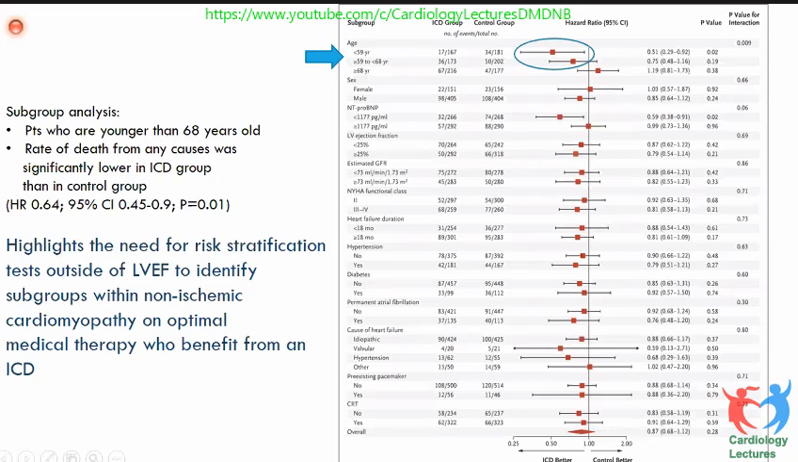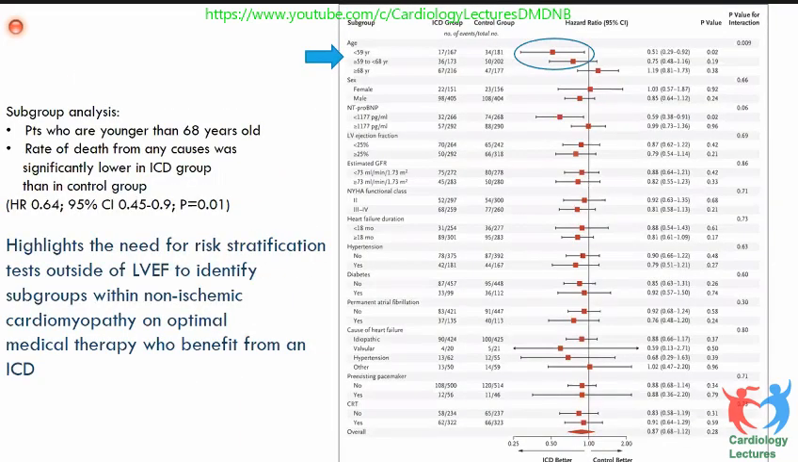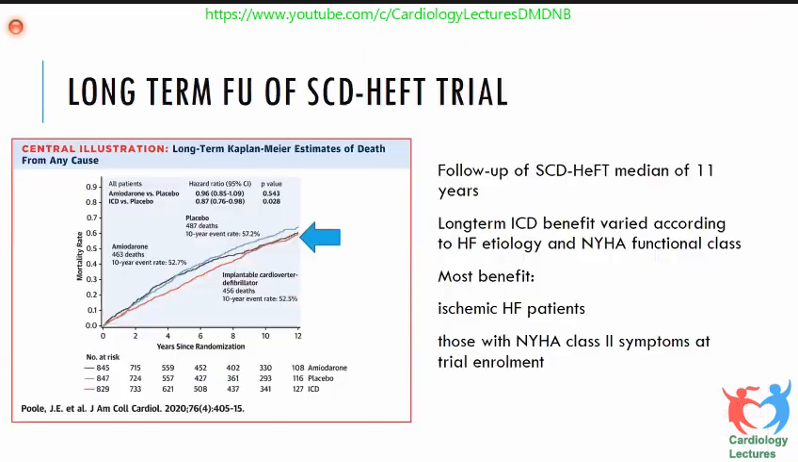The 2017 guideline actually acknowledged the Danish study, but they went on further to say that there are other meta-analyses which, however, do favor ICD in non-ischemic cardiomyopathy, and that's why they still keep the current recommendation as stated.